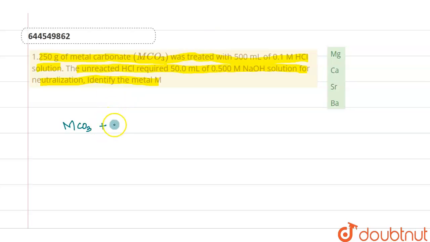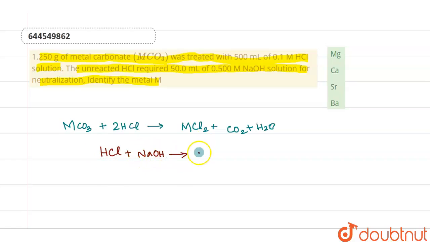Then it will react with 2 equivalents of HCl to give MCl2 plus CO2 plus H2O. This is the reaction that will happen. And then for neutralization, HCl will react with NaOH. 1 equivalent of HCl will react with 1 equivalent of NaOH to give NaCl plus water. So that is the other reaction happening here.